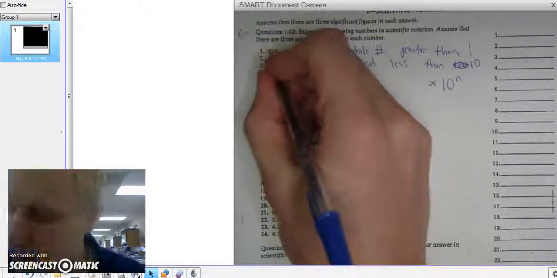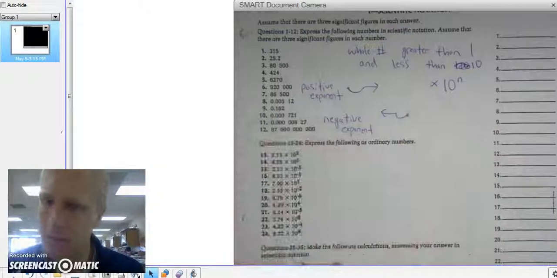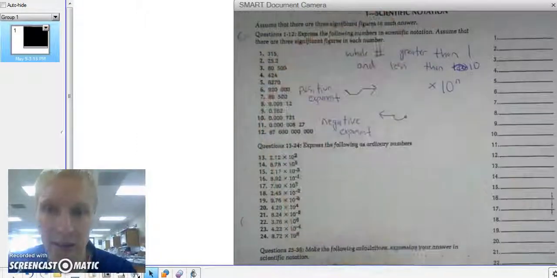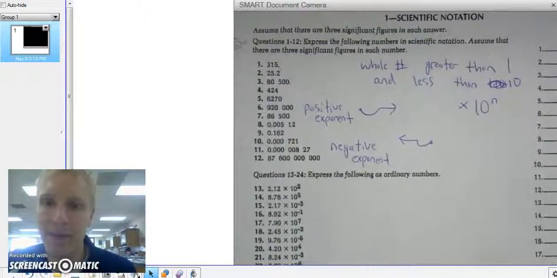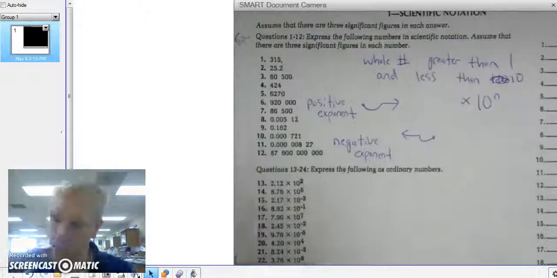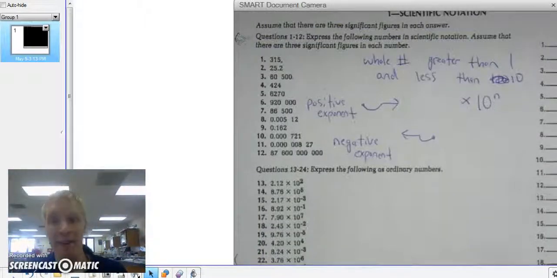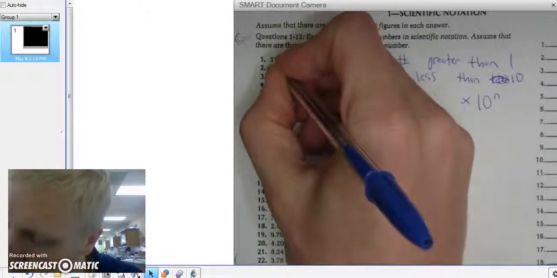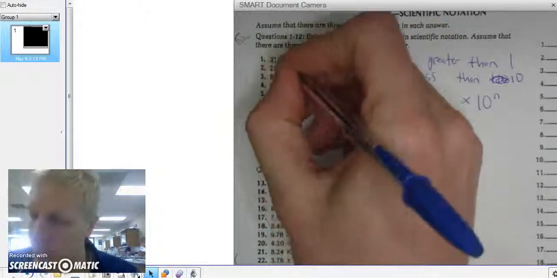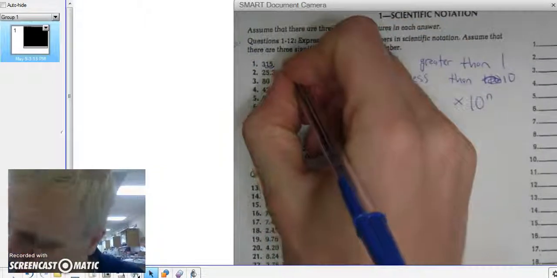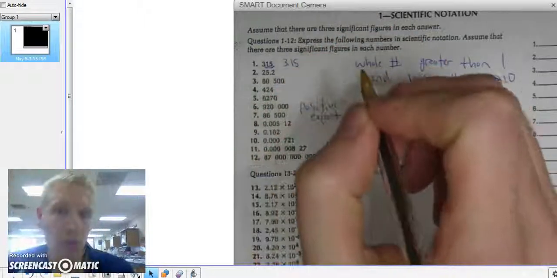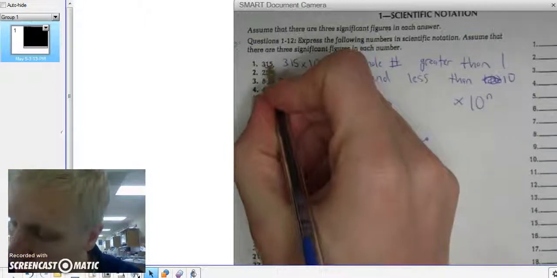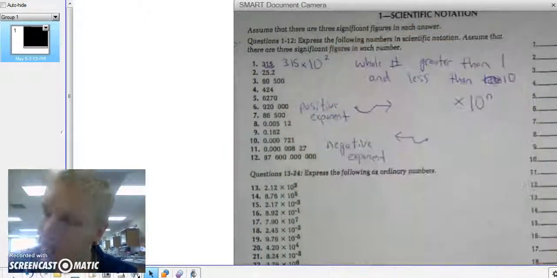So an example, 315. I need to put that into scientific notation. So the decimal is found after the last digit, after the 5. We'll zoom up on that guy. And I need to move this decimal between these numbers so that I have a number that's greater than 1 and less than 10. Alright, so we've got 1, 2, that gives me 3.15. 3.15, that's between 1 and 10, times 10 to however many times I move that decimal over. I moved it 1, 2 spots over. I'm going to call it 10 to the second.